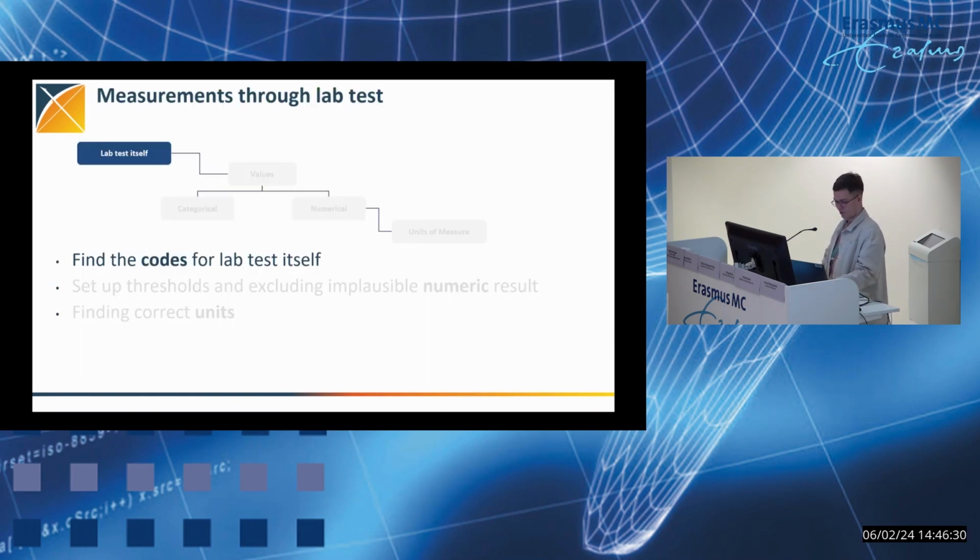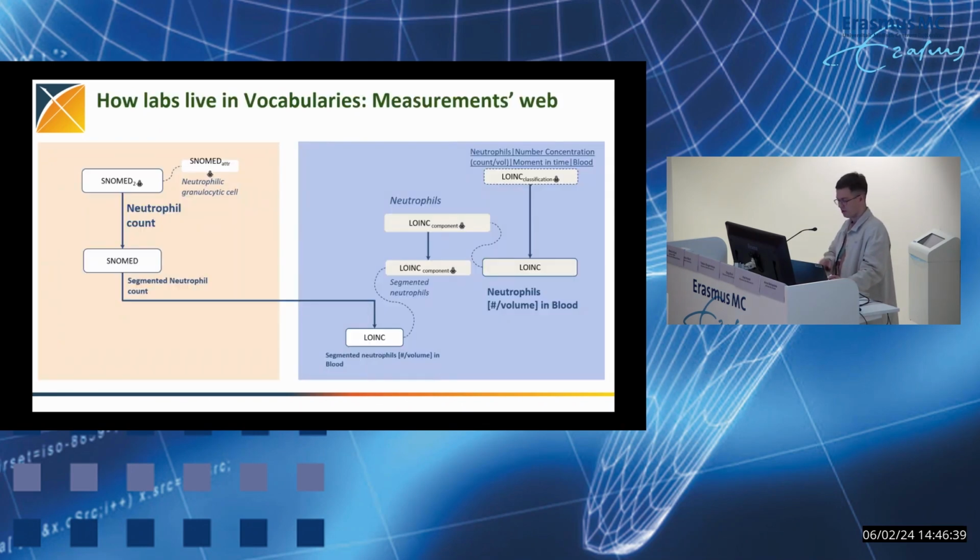Now I'm going to talk about the measurements and proper laboratory tests, and we want to dive a little bit deeper into the way these concepts live within the OMOP vocabularies. There are two main players in this game. One is SNOMED with its broad terms, and you can see them in bold in this brown, yellow colored block: neutrophil count.